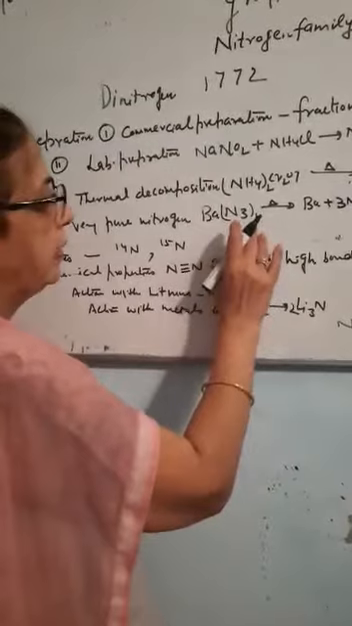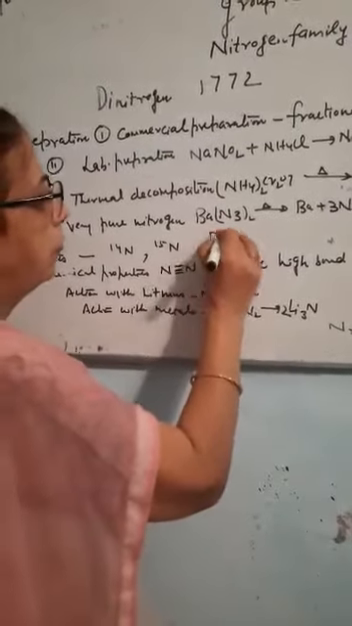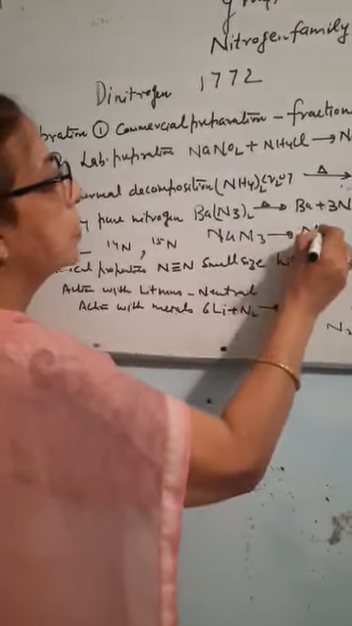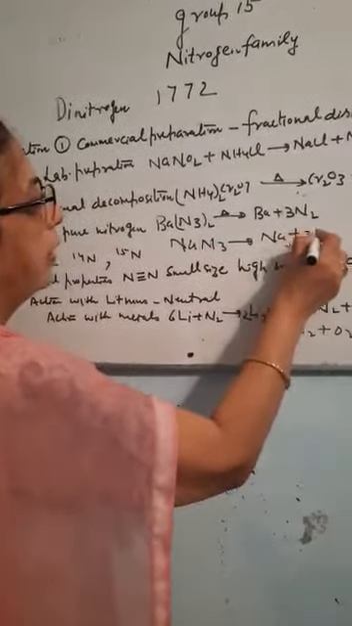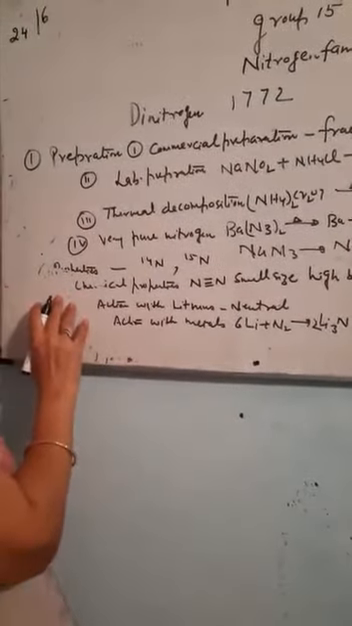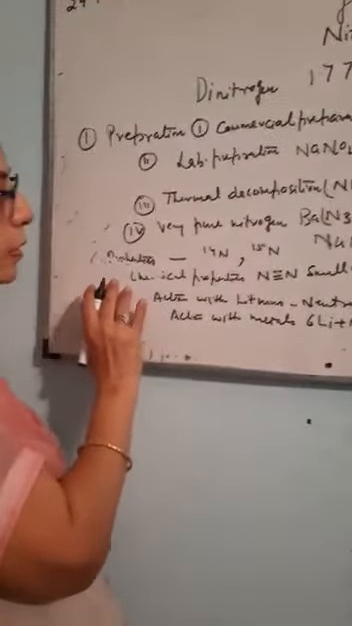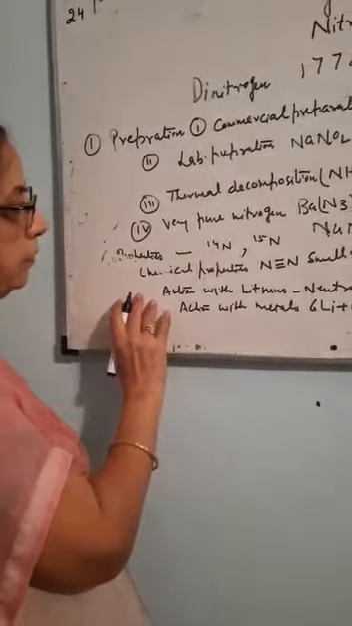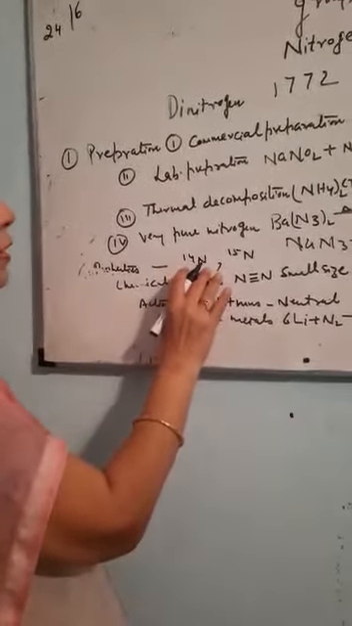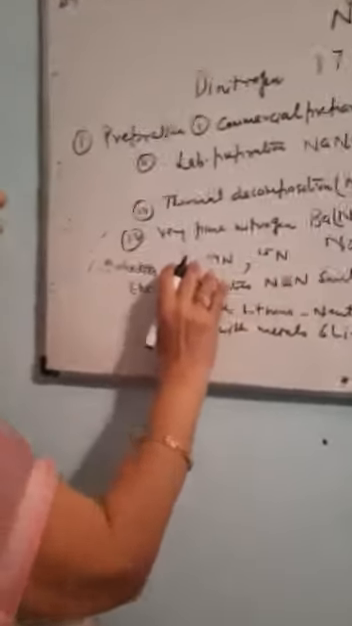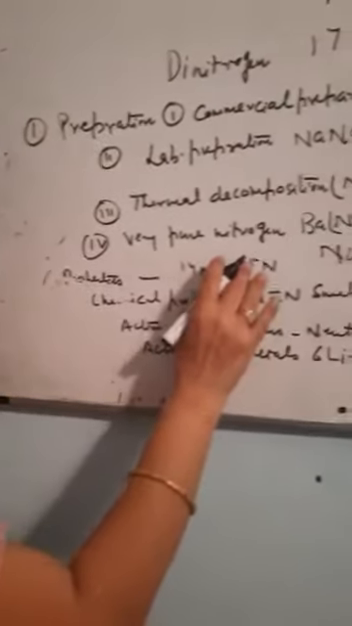By the heating of sodium azide, whose formula is NaN3, there will be formation of sodium with the release of nitrogen. Similarly, if we see the properties of nitrogen, it is a non-toxic gas, it does not help in combustion, it has two isotopes, 14N and 15N. It has very low solubility in water.